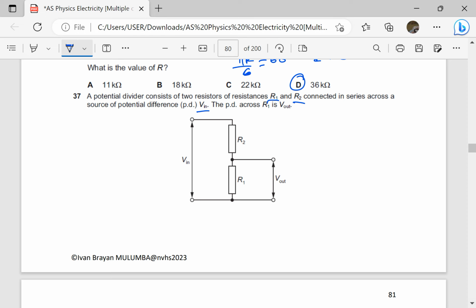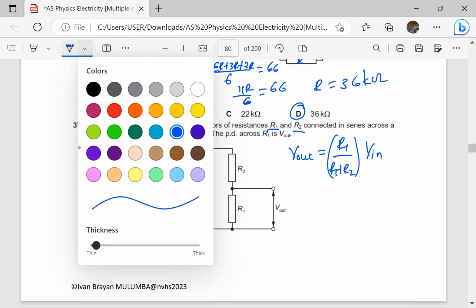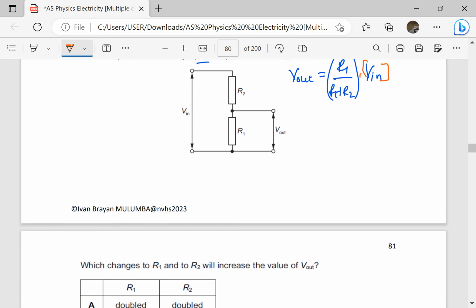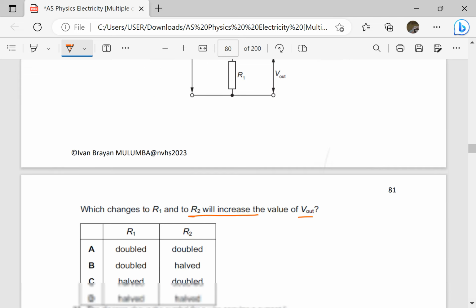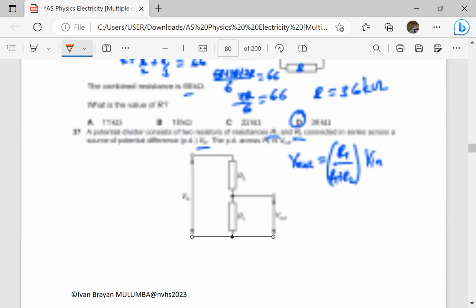So let's look at V out here. Using the potential divider formula, V out is going to be R1 over total resistance, which is R1 plus R2, times V in. Of course, V in is constant. So we want the change that will increase V out. Automatically, R1 must increase. It can't be halved, it must be doubled.